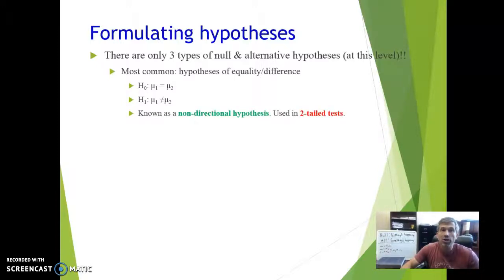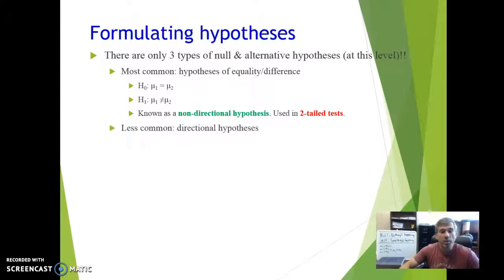Again, as we noted, this is a generic prediction of difference in our alternative hypothesis. It's not saying in which direction those population means differ. It's just saying they're different from each other. That's all. So this is why it's called a non-directional hypothesis. We use non-directional hypotheses in what are called two-tailed tests. We'll get into more depth on that in the next video. But for now, just keep that term in the back of your mind.